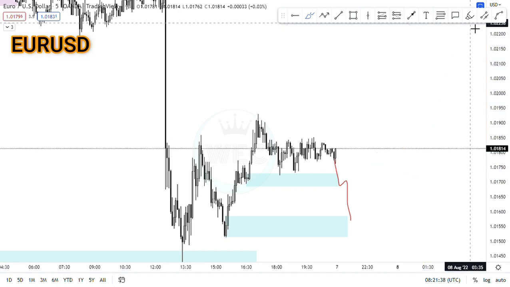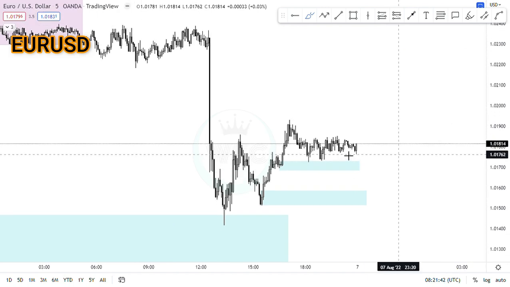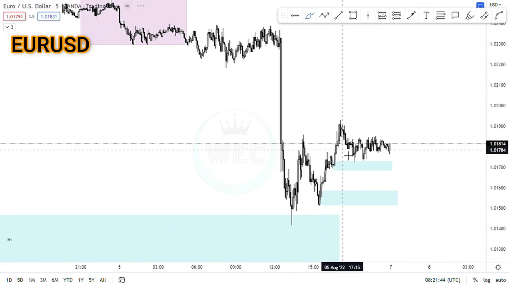But then all what I want to bring to light is currently M15 is bullish, M5 is bullish, H1 is also bullish, and H4 is also what?